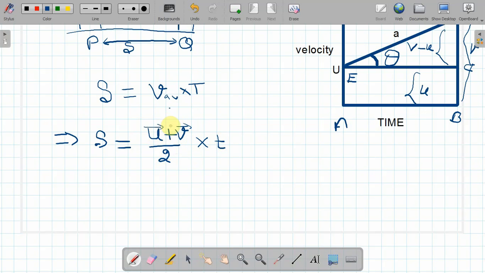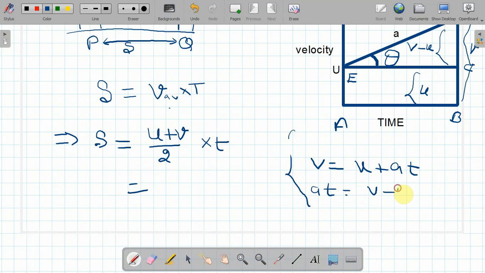Vector I have put because velocity is a vector. Just to make you understand, velocity is a vector, I have put an arrow. You need not put the arrow for the derivation. You can directly go with this into time t. Now in the V is equal to U plus AT equation, we can express the time in terms of V, U and A. So AT is equal to V minus U and T is equal to V minus U by A.